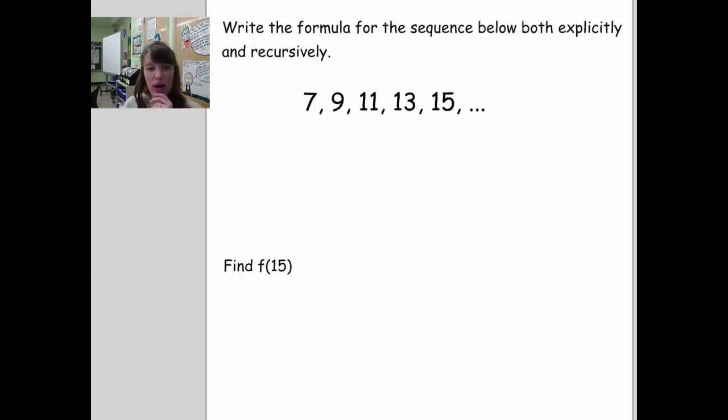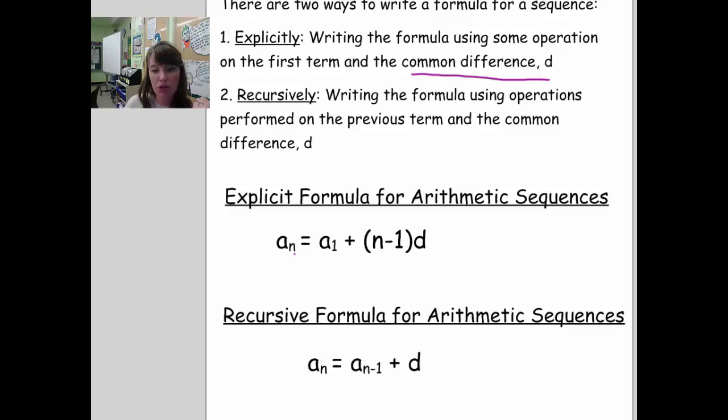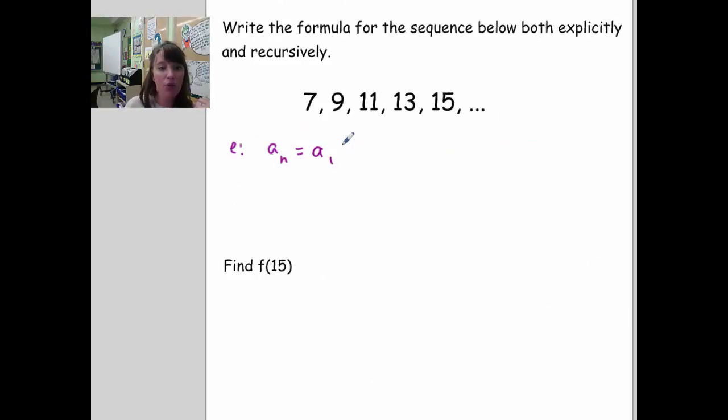All right, so let's go ahead and try something else. Let's take the sequence that we were looking at before, which is the odd numbers starting at 7, and let's write explicit and recursive formulas for it. For the explicit formula, let me write the general formula: a sub n is equal to a sub 1 plus n minus 1 times d. That's the general form of the explicit formula for an arithmetic sequence.